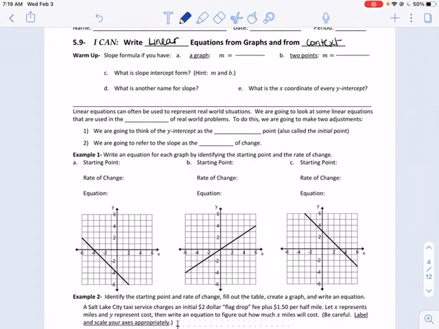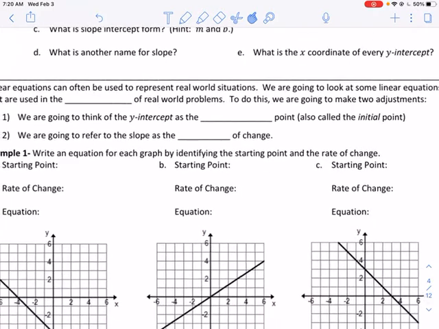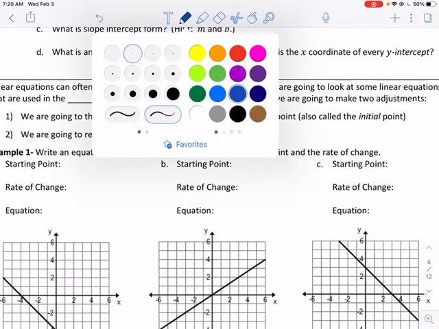Today we're learning how to write linear equations from context, which is to say real world problems. And we're going to use graphs to show what's going on in that situation. So when we think of the y-intercept and slope for our linear equations in context, we think of them a little differently because we actually are thinking of them in a situation.